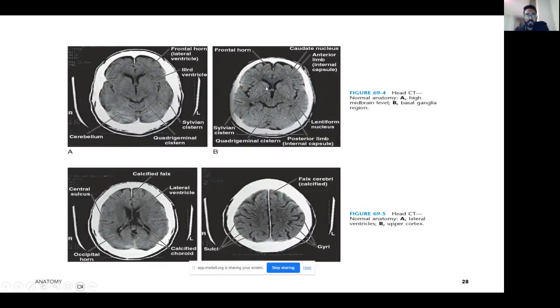Below that we have the anterior limb of the internal capsule, posterior limb of the internal capsule, and the lentiform nucleus is visible here. And also you can see the quadrigeminal cistern in the W-shaped cistern that we mentioned earlier. And coming to the next one, the lateral ventricles have become more prominent with the occipital horns as well as the calcified falx and the central sulcus, and the topmost portion showing you all the gyri and sulci.